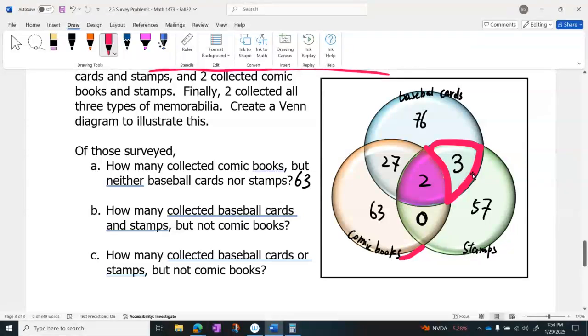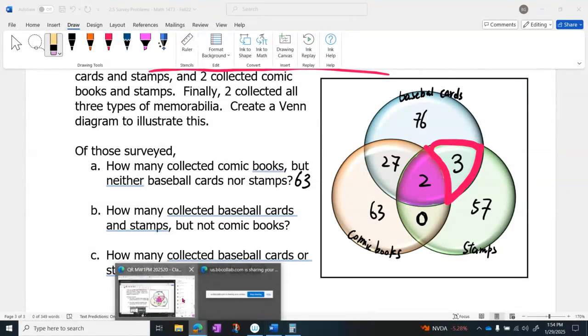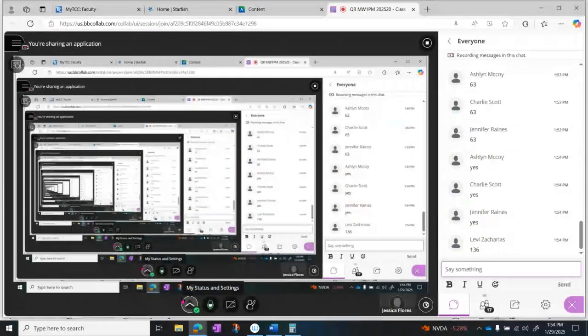So not those three. Do you agree, guys? What I highlighted, the petal. This petal represents the collectors who collect baseball cards and stamps only. Only 2 of them, not 3. So 3, right? Perfect.